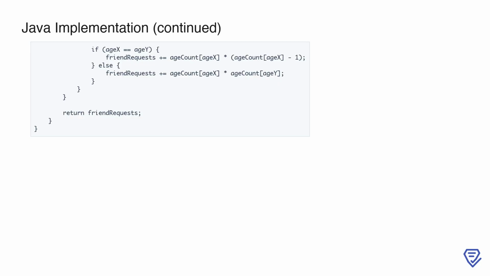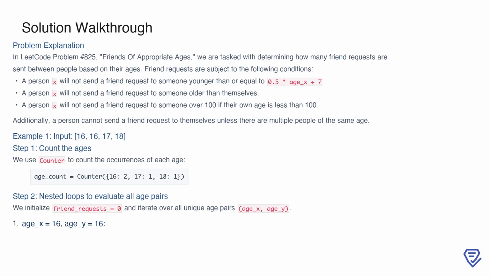In the problem Friends of Appropriate Ages, we need to determine how many friend requests are sent between people based on their ages, following specific conditions. These include rules like a person only sending requests to others within a permissible age range, derived from the formula 0.5 * age_x + 7, and ensuring they don't send requests to those older than themselves or to individuals over 100 if they are under 100. Additionally, self-requests are only allowed when there are multiple people of the same age.